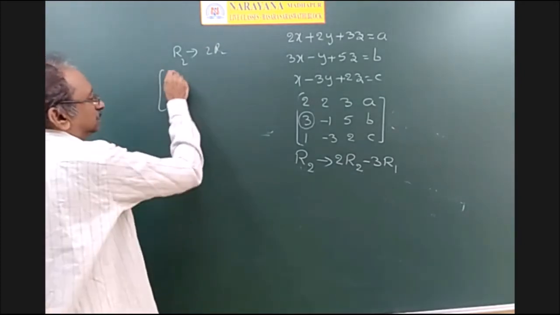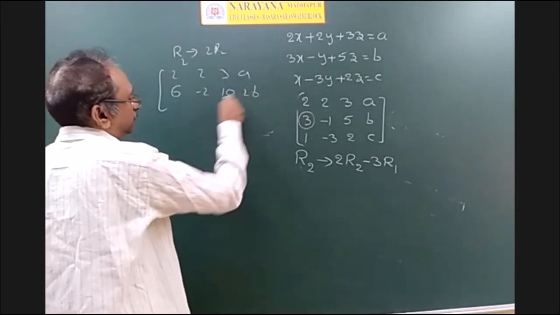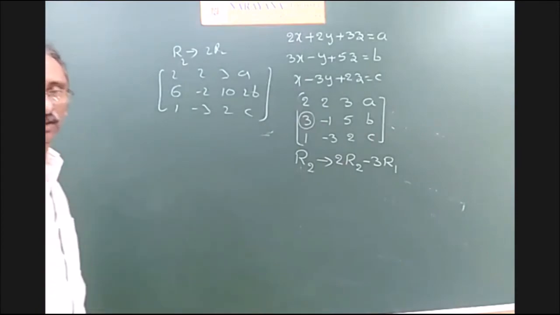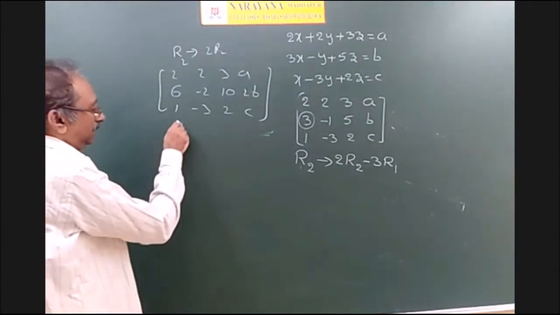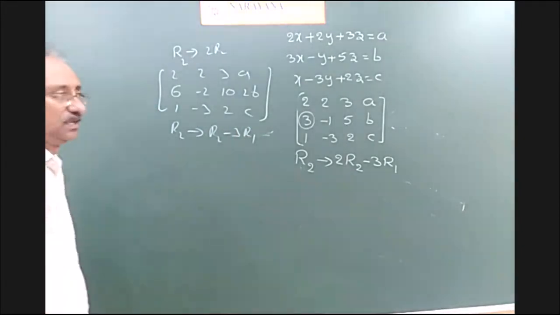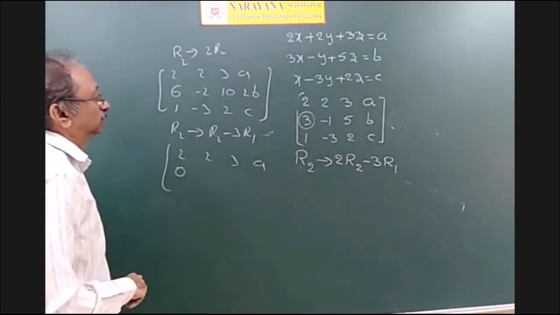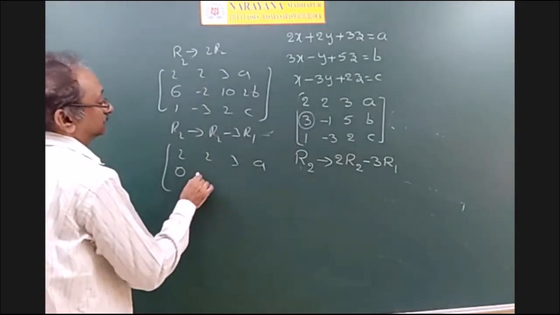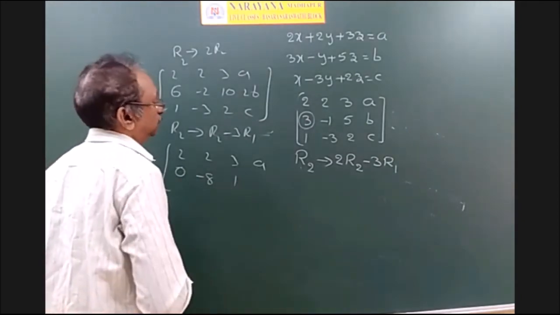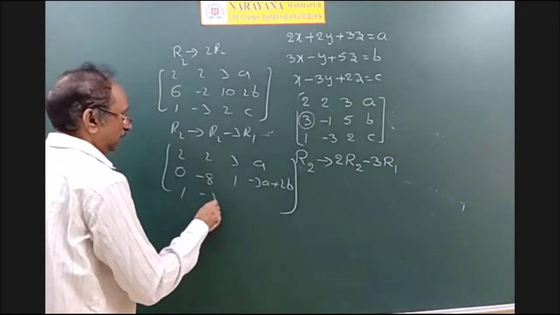That means 2, 2, 3a; it is 6 minus 2, 10, 2b; 1 minus 3, 2c. And after that, I applied the operation R2 implies R2 minus 3R1. And therefore, 2, 2, 3a; 6 minus 6, 0; and minus 6 plus 2, minus 6 minus 2, minus 8; minus 9 plus 10, that is 1, and minus 3a plus 2b; and 1 minus 3, 2c.